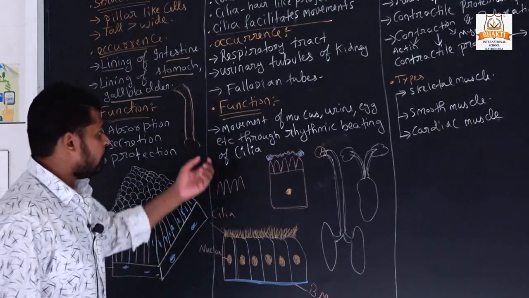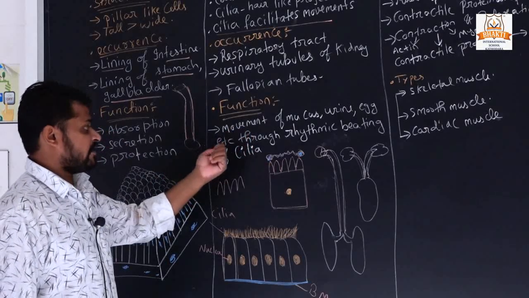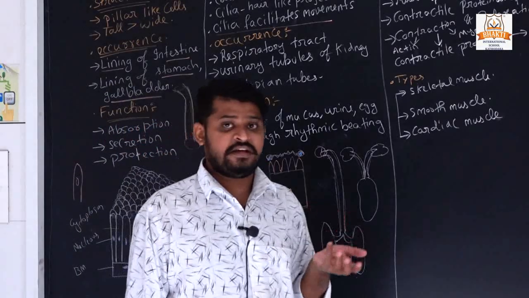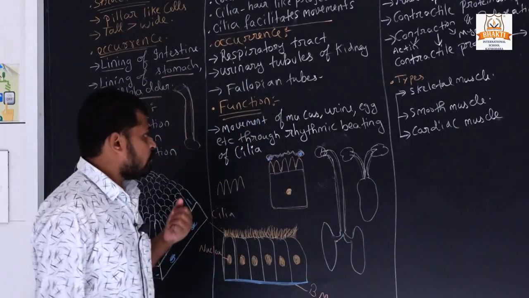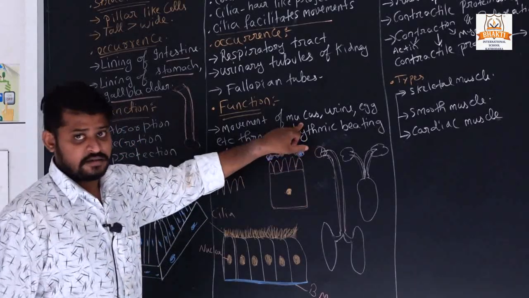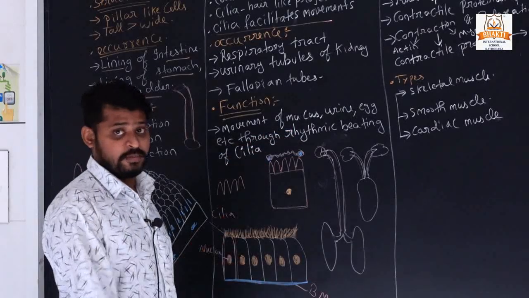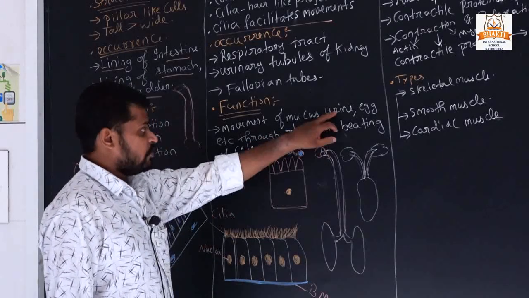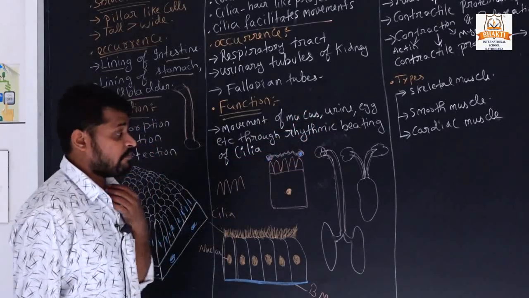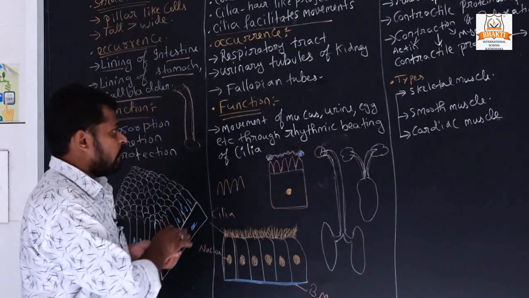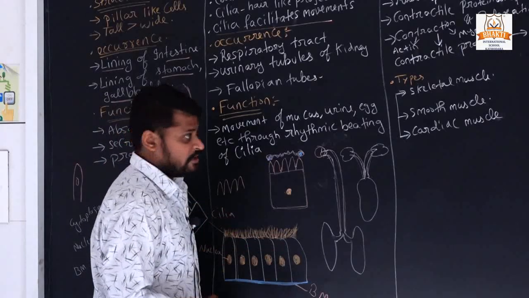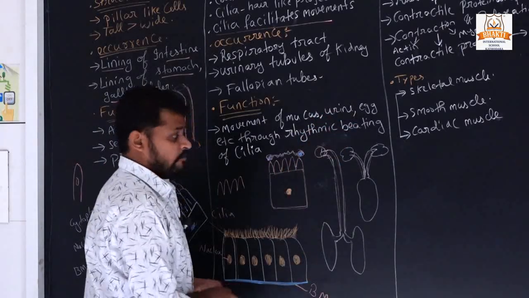Function: movement of mucus, urine, egg, etc. through rhythmic beating of cilia. I told you, cilia facilitate movements. So in the respiratory tract, mucus is present to facilitate movement in the respiratory tract. The mucus will be moved by the movement of cilia. Same for urine and egg.